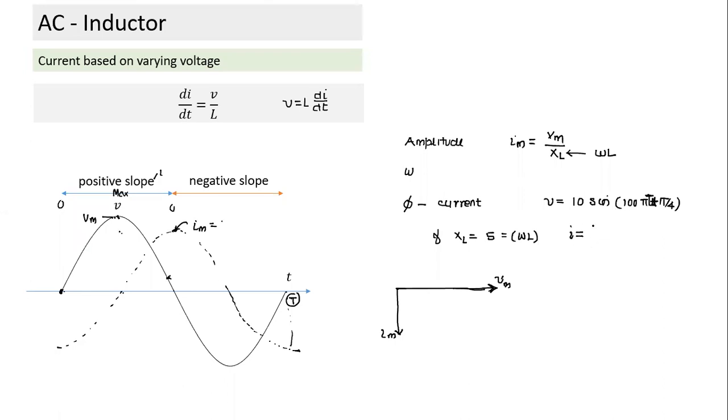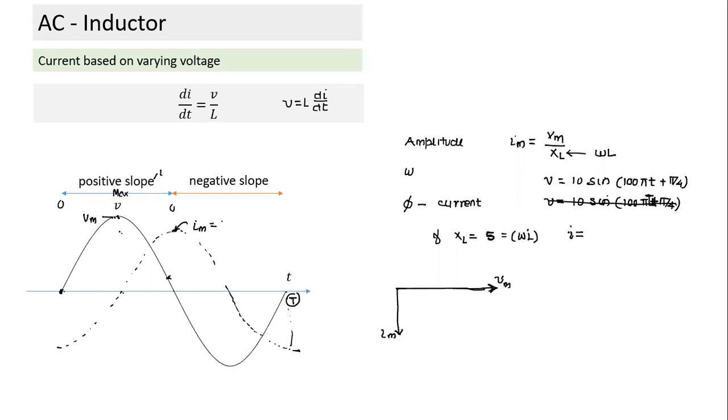Most of the things are written here. Can I write, if this is the applied voltage to an inductor having XL equal to 5? How do I obtain XL? I have not written clearly, so let me write this part again. What is the V value here? V is equal to 10 sine of 100 pi t plus pi by 4. How do I calculate XL? Omega is 100 pi, and suppose the L value given was such that I get XL equal to 5.